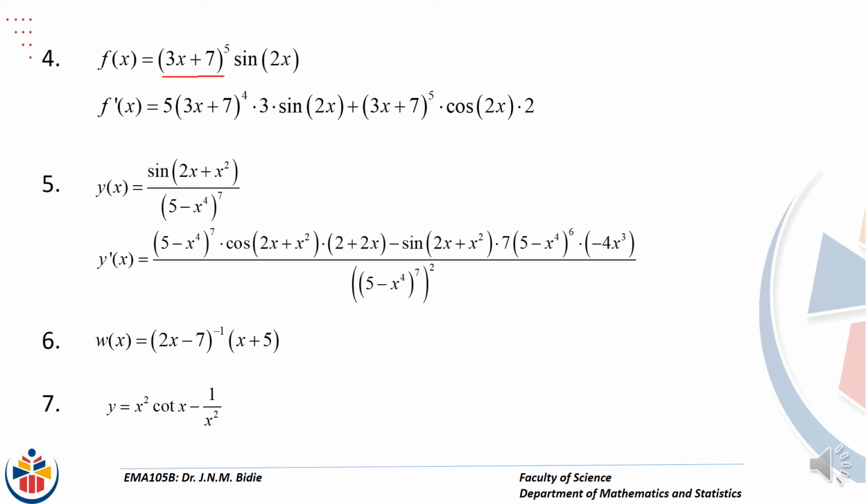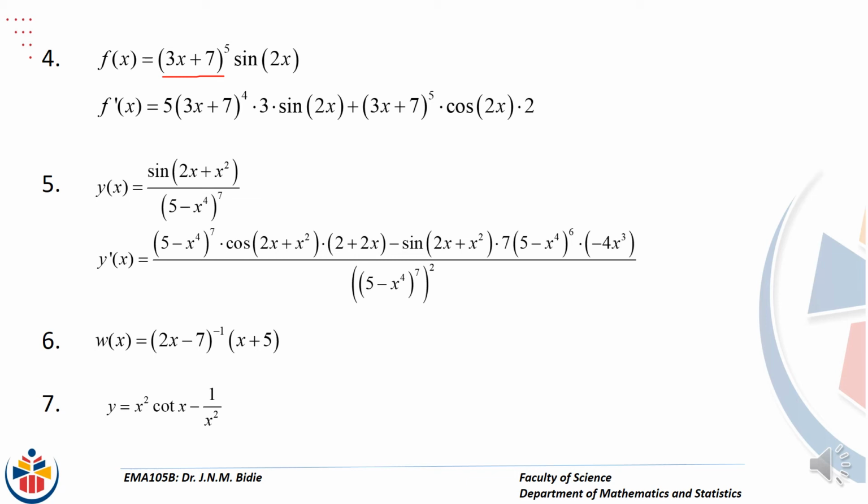Then number 5, we have a quotient rule. So denominator up first, multiplied by the derivative of the numerator, which is cos of 2x plus x squared, times 2 plus 2x, which is the derivative of 2x plus x squared, minus the numerator as it is, times the derivative of the denominator, which again is 7 into 5 minus x to the power 4, all to the power 6, multiplied by the derivative of 5 minus x to the power 4, which is negative 4x cubed. All of this is divided by the denominator squared.